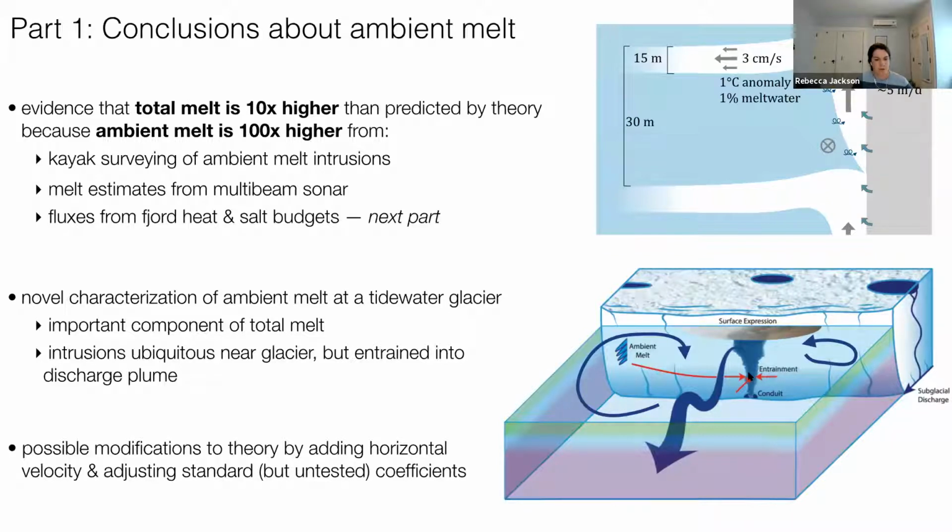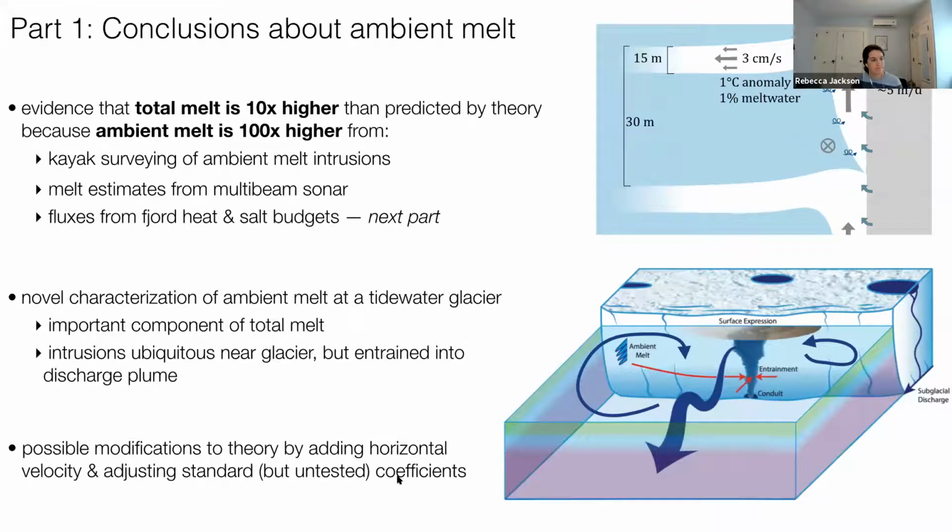And then, through exploring modifications to theory, it looks like adding the horizontal velocity field that can be spun up by the discharge plume seems like an important piece, although it doesn't go all the way in closing the gap between theory and observations. And another likely culprit is these untested coefficients for turbulent transfer that are used in the theory.